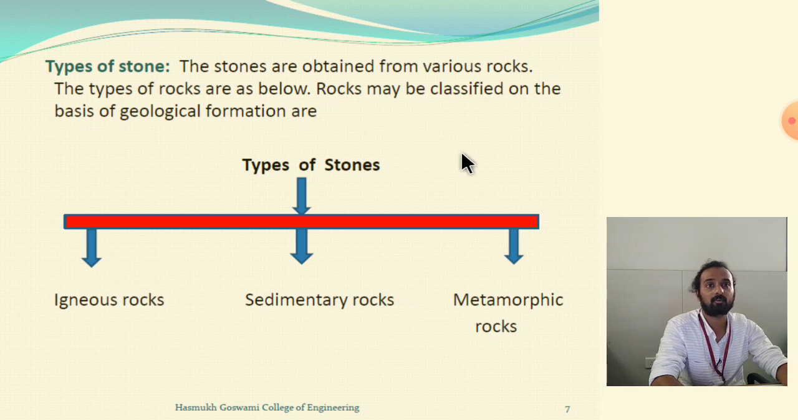We are moving to types of stone. Stones are obtained from various rocks, classified into three types: igneous, sedimentary and metamorphic. Igneous rocks are those formed from the cooling and condensation of magma, sedimentary rocks are formed from sedimented particles, and metamorphic rocks are formed due to heat and pressure in the subsoil and subgrade.